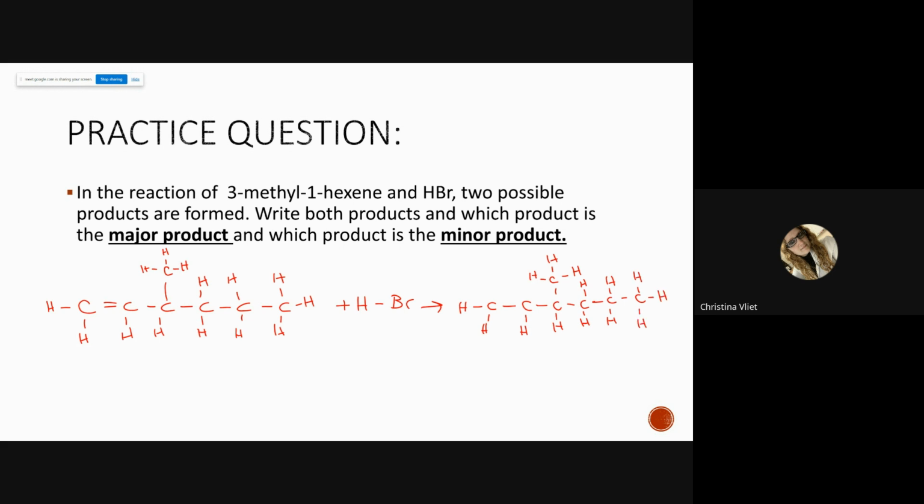Now, what am I adding? I'm adding an H and I'm adding a Br. So I'm going to do that in a different color. I'm going to add my hydrogen here and my bromine here for one. And my other product would be what? Switching them up, right? And so these are my two possible products.